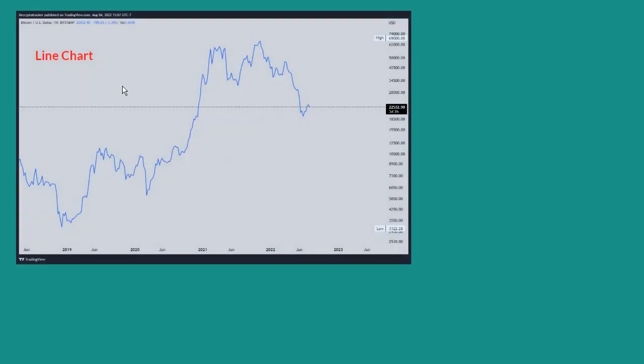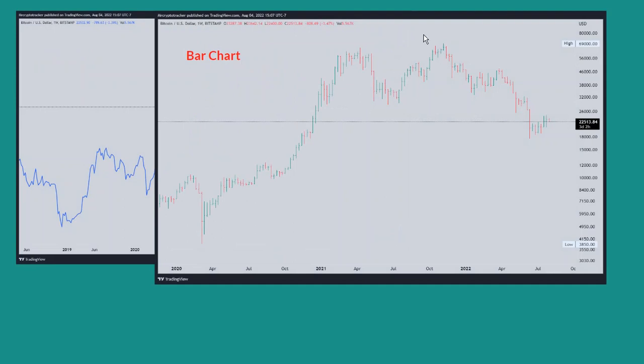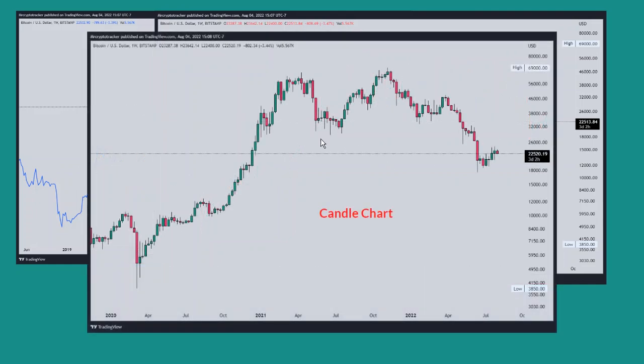Technical analysts use three basic kinds of charts: line charts, this is a line chart; bar charts, this is an example of a bar chart; and also candle chart. This is a candle chart, which is the focus of this course.